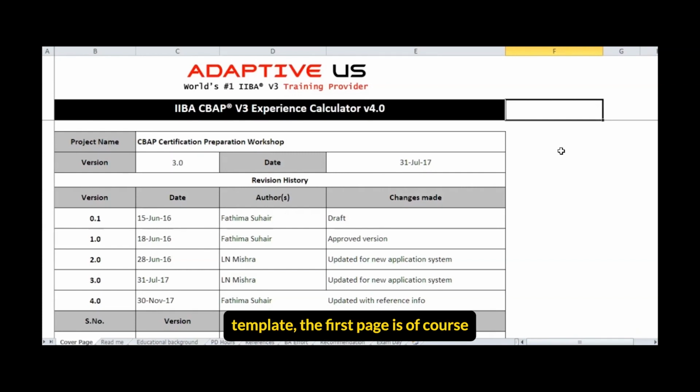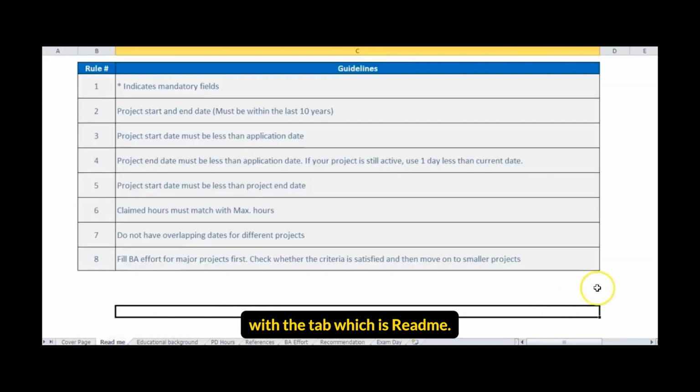As you look at the template, the first page is of course your cover page, which explains a little bit about the document. So I'm going to skip that. We will start with the tab which is README. In the README tab, it explains how to go about filling up your template, and it puts certain rules that IIBA expects you to follow when you fill up your application.